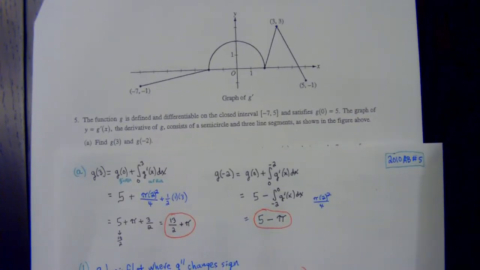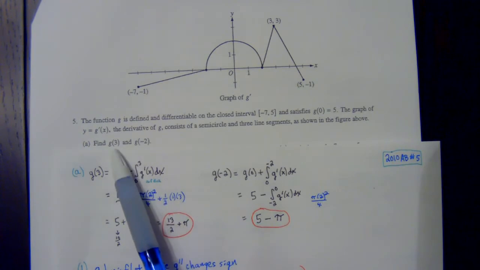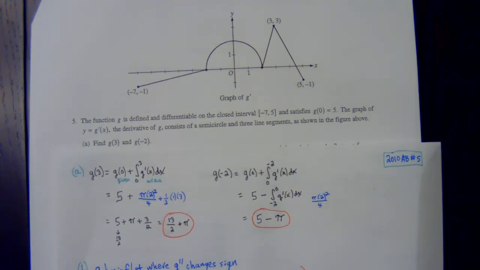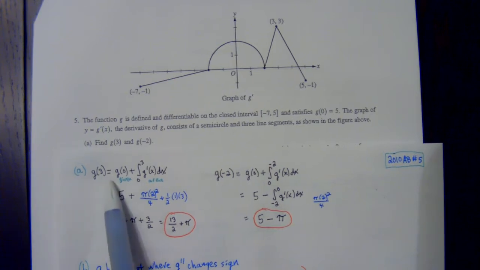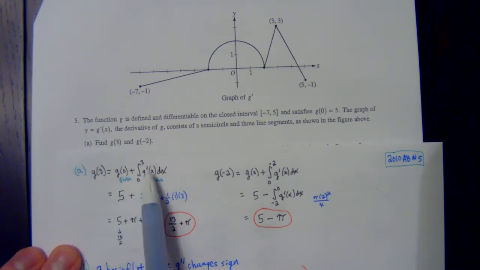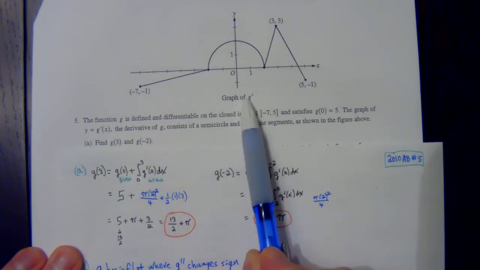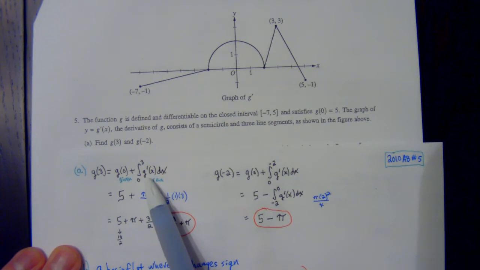Right there, for letter A, it gives us a graph of G prime, and then it's asking us for G of 3 and G of -2. There's actually two ways that you can approach this. What I'm going to do is, when I want to find G of 3, I'm going to start that as G of 0 plus the integral from 0 to 3 of that G prime. To get from G prime to G, you have to integrate. So that's why we're integrating the G prime.